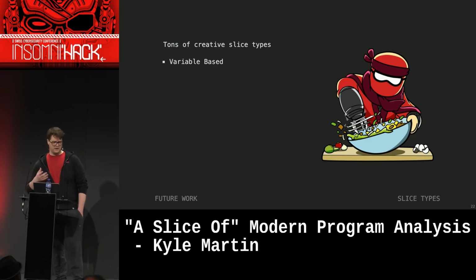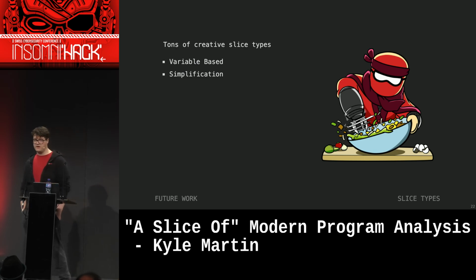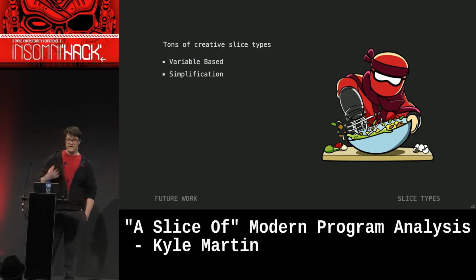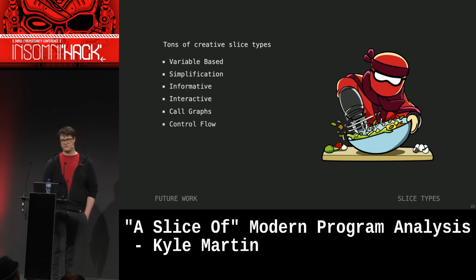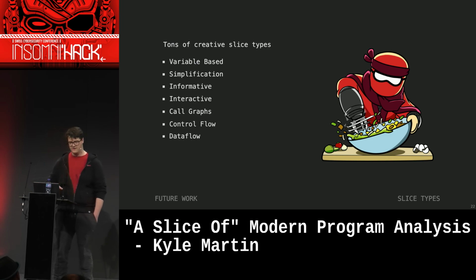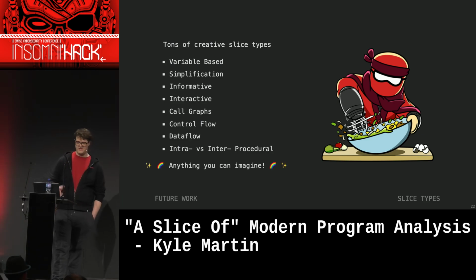So those are 2 examples of slices. Ghidra implements what I'm calling variable slices, variable-based slices. The simplified graph slices are going to be simplification-based, reducing the number of nodes you need to analyze. You can also make informative, interactive slices. You can slice over the call graph. You can slice over the control flow of individual functions. You can make data flow slices, and you can do inter-procedural analysis, slicing, data flow. Really, whatever you can imagine, your imagination is the limit.